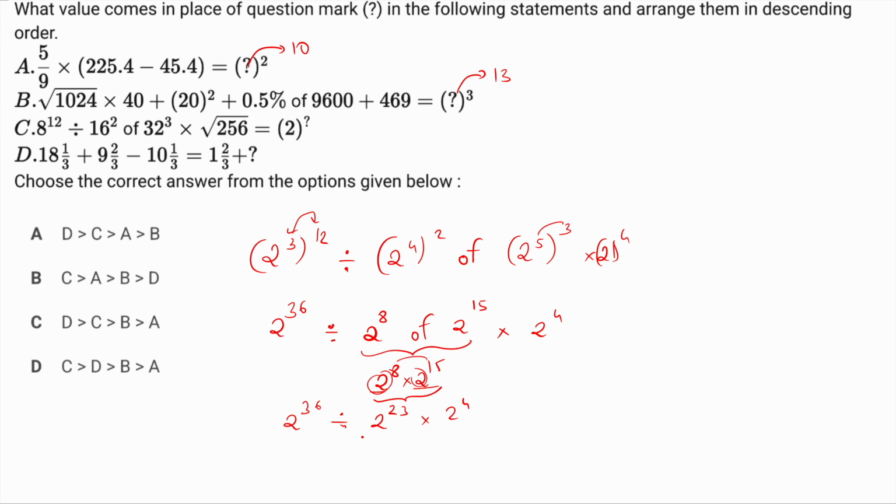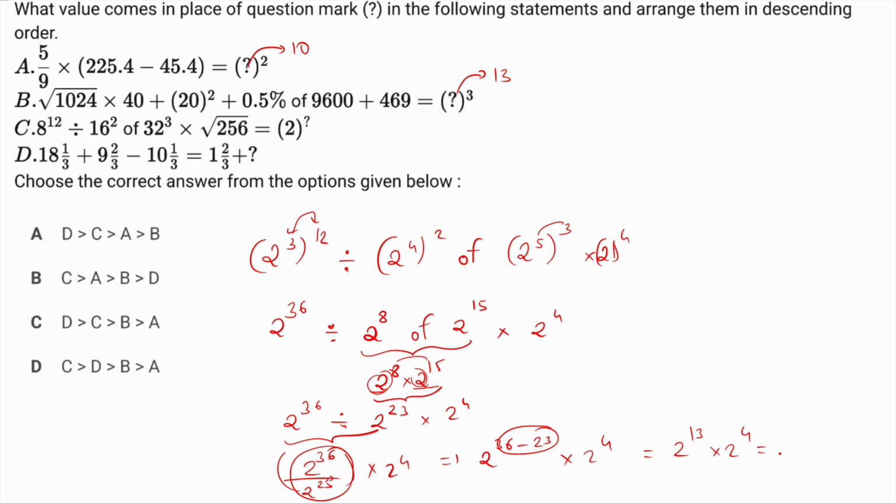Okay, next step, continuing with the BODMAS rule, we divide these two. So 2 raised to 36 upon 2 raised to 23, right? This entire thing gets multiplied by 2 raised to 4. Now this part we can solve further by saying this is 2 raised to 36 minus 23 into 2 raised to 4 finally. So this becomes 2 raised to 13 into 2 raised to 4. We can again add the two powers and finally say this is 2 raised to 17. So the question mark is actually 17.